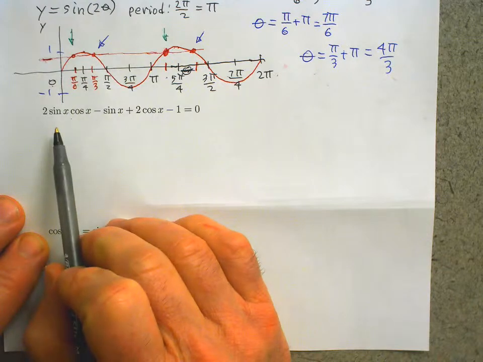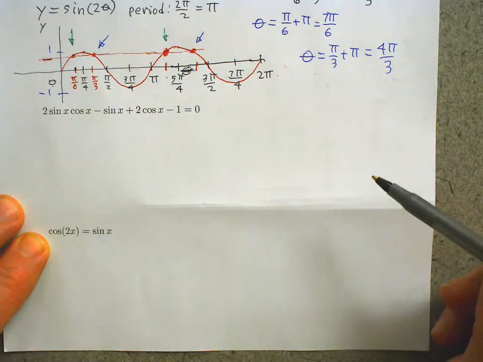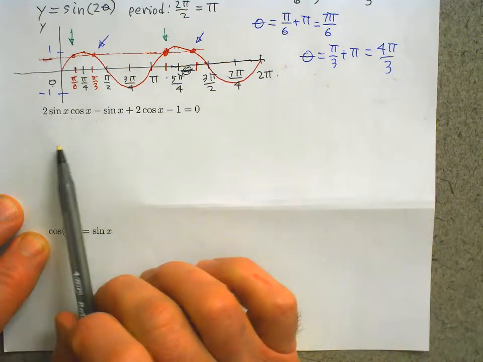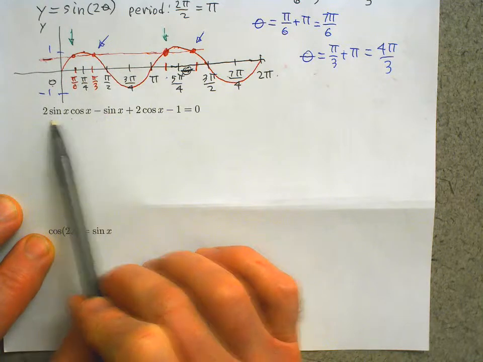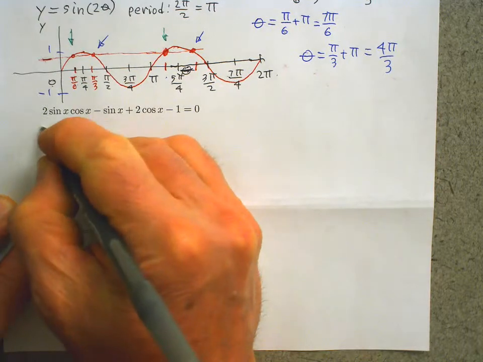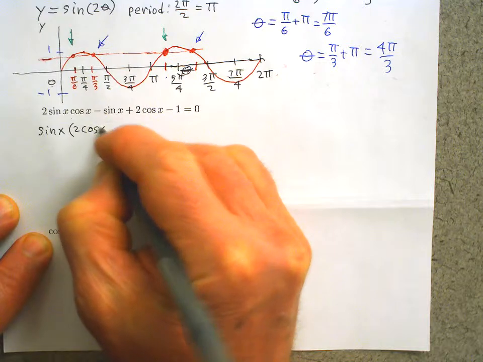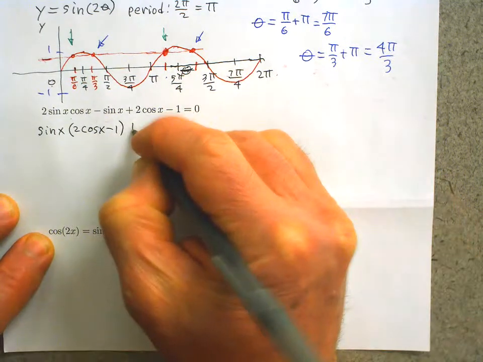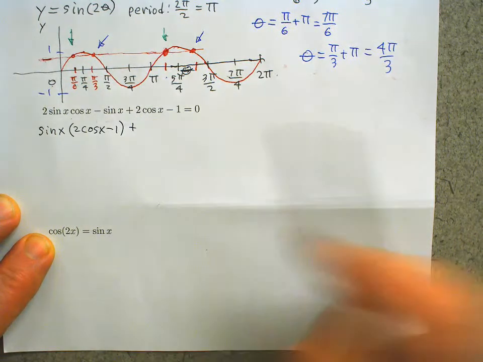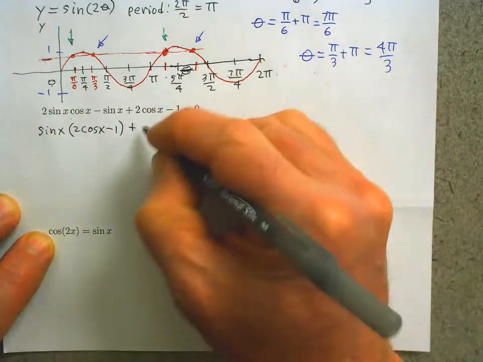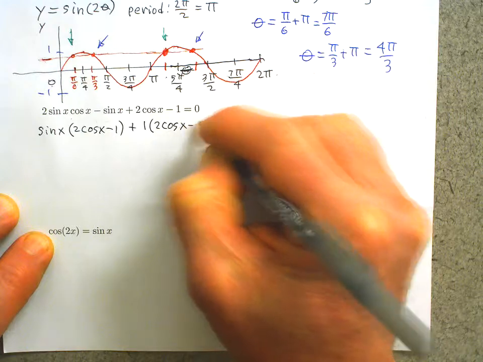Well, there might be a number of different things that you think that you could try. Sometimes things that you try don't work out too well. But I think what I'm going to do is factor sine of x out of the first two terms. Factor out sine of x, and then we're left with 2 times cosine of x minus 1, and then plus, and I notice I have a 2 times cosine of x minus 1 here. So I'm going to write it as 1 times the quantity 2 times cosine of x minus 1.